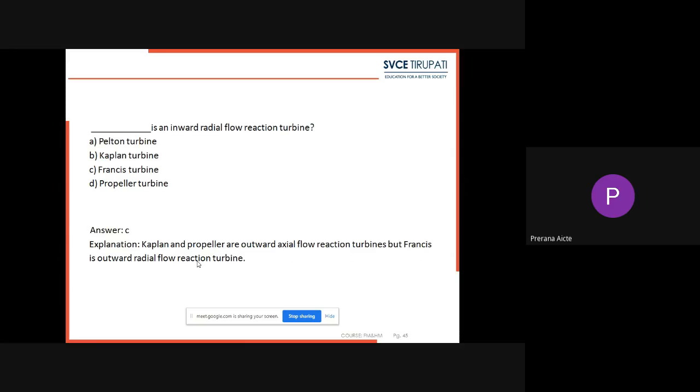Next one. Which one is an inward radial flow reaction turbine? So it is a Francis turbine. Of course, Kaplan and propeller are axial flow reaction turbines, but Francis is an inward radial flow reaction turbine.